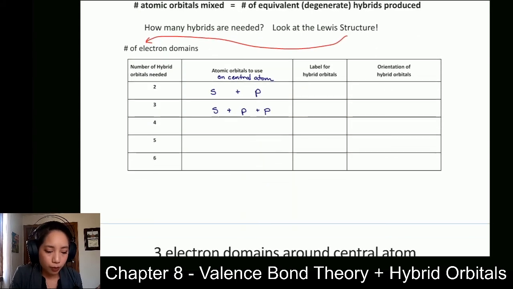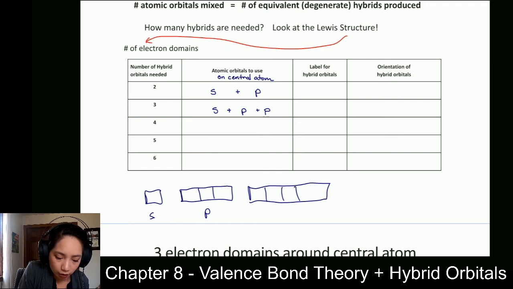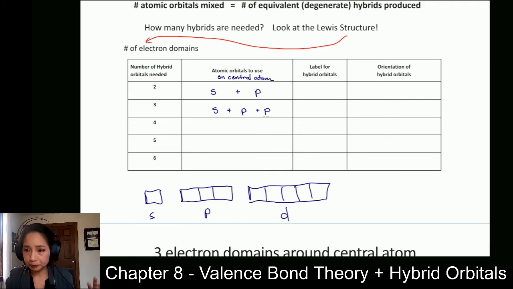So if you just remember here, we have an s orbital, we have 3 p orbitals, and then you have your d subshell with 5 orbitals. Just read left to right. Depending on how many hybrid orbitals you'll need, you just go through the order here. So if you need 4 hybrid orbitals, you count 1, 2, 3, 4, left to right. So one of the atomic orbitals will be s, and then 3 of them will be p.